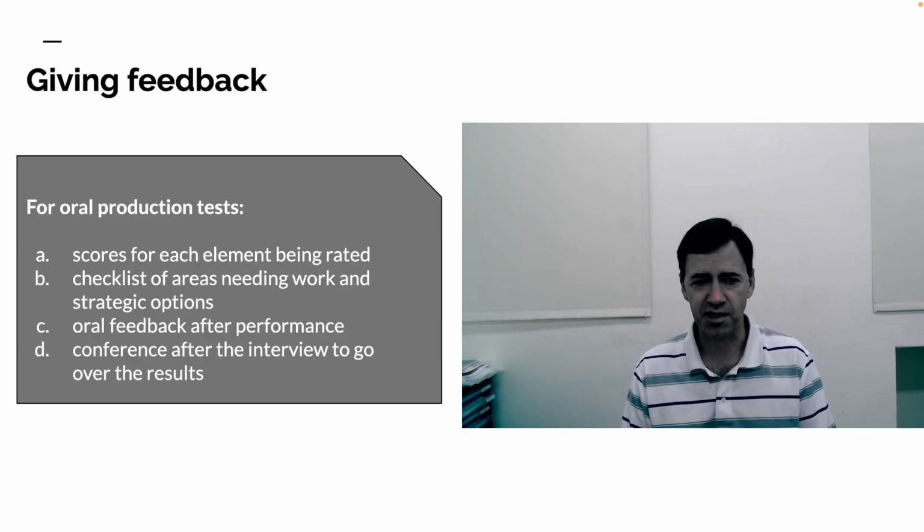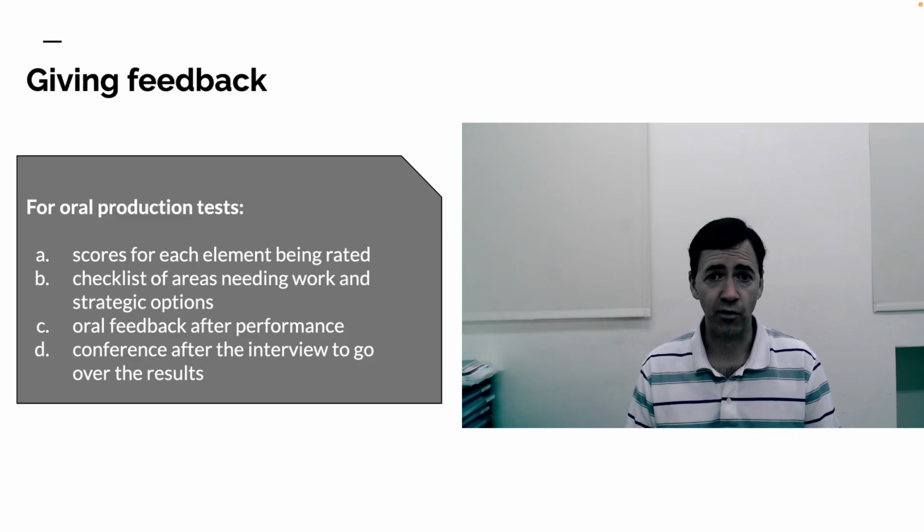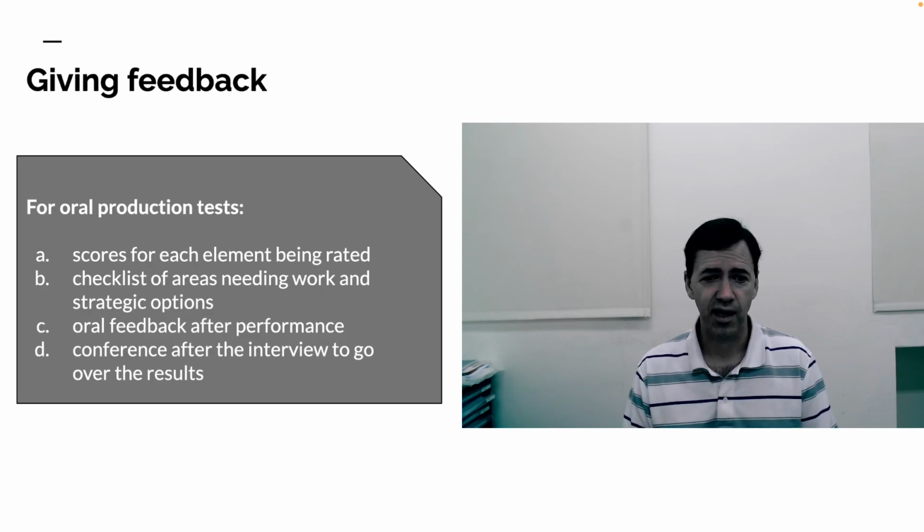For oral production test, you can give scores for each element being rated. You can give them a checklist again. You can give them oral feedback after the performance, which is good, but maybe they will forget what you said because they're nervous. And you can have a conference after to go over the results as well.